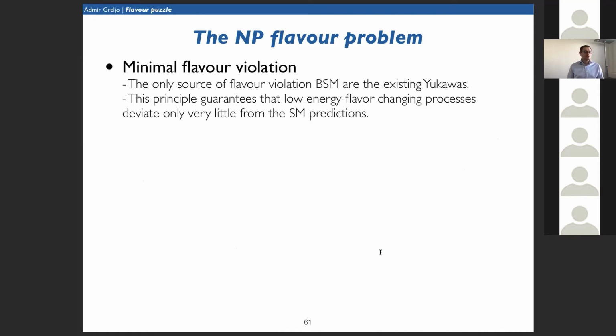So the idea is to assume that even when you have a BSM, so you extend the standard model and go to BSM, the only source of flavor violation are the existing Yukawa couplings. It turns out that this principle can guarantee that in low energy flavor changing processes, you only have small deviations from the standard model, even though you have a TeV scale new physics.